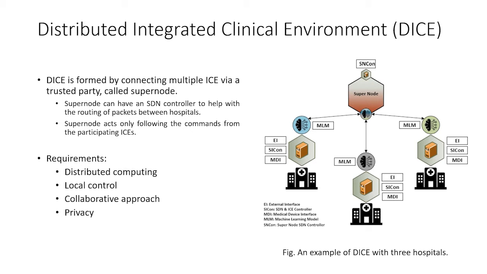The third one is the collaborative approach. DICE needs a collaborative approach. For example, the participating ICE can share their knowledge on detecting some ransomware to alert or improve the detection capability of other ICE. The final one is the privacy, and basically the data privacy is demanded by the regulations and the users.